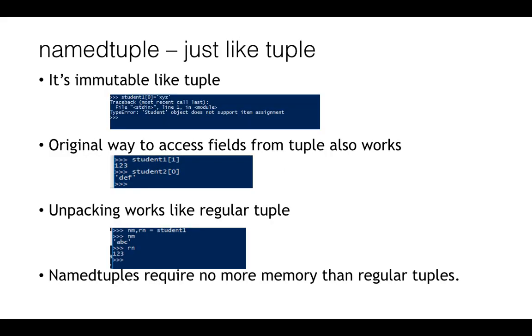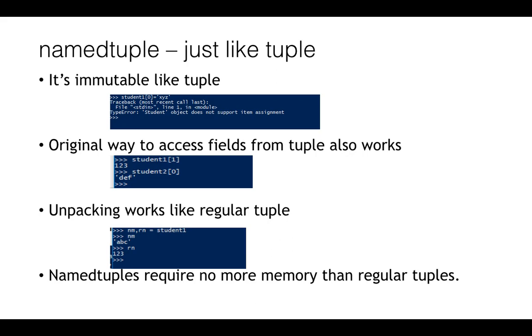So this way of field access gives the Namedtuple an edge over tuple, and that's why it's very easy to use. The characteristics of Namedtuple which are the same as tuple, because Namedtuples are exactly tuples and much more. So the tuple characteristic of being immutable is still there. So if you try to change the contents of the Namedtuple, you get the type error. The original way to access fields using index operator is also there. The unpacking also works like a regular tuple. So here you can see the tuple student1 is unpacked into nm and rn.